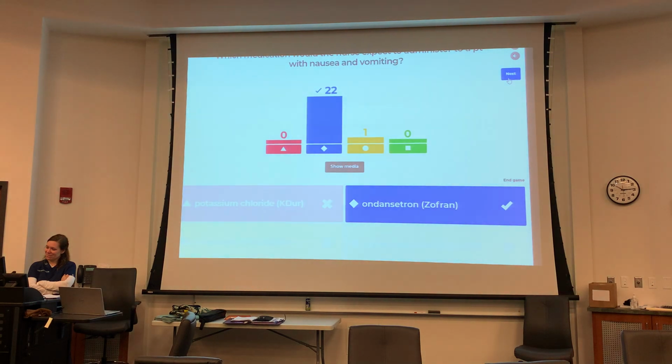Who chose metoprolol? Lopressor. What's metoprolol or Lopressor for? Blood pressure. It's for blood pressure, specifically it's a beta blocker.